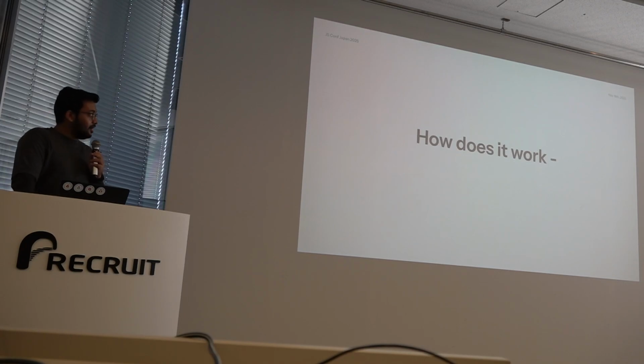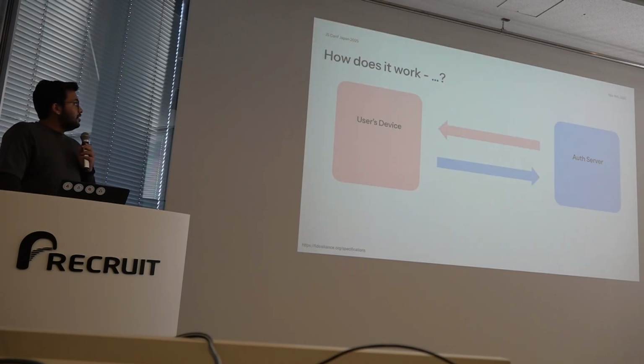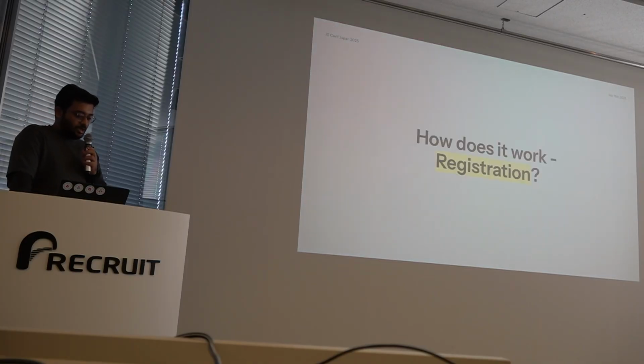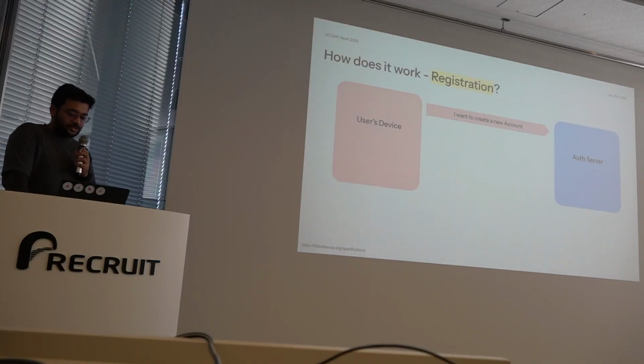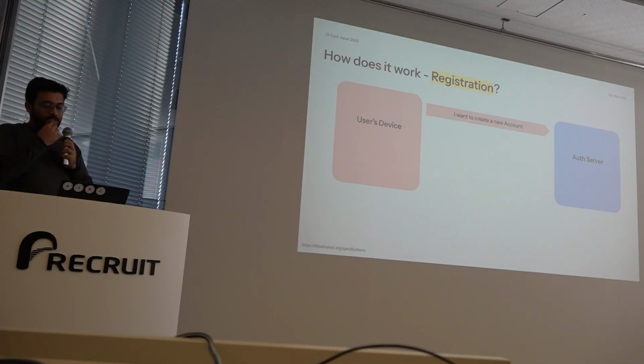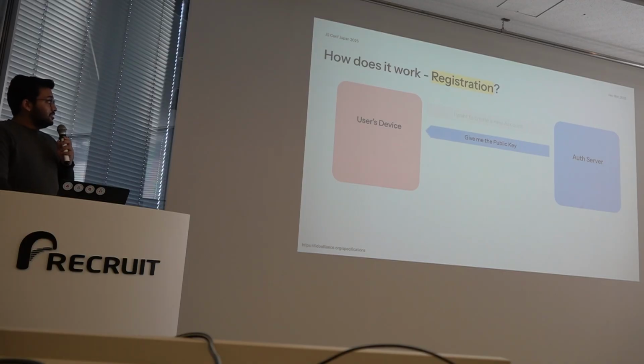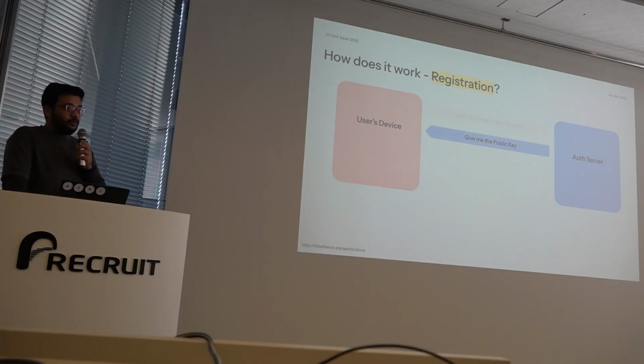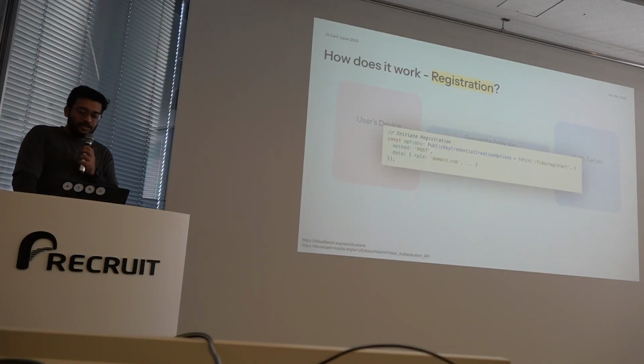So let's jump on to how it works. On a high level, in any passkey transaction, there are two entities involved, the user's device and the auth server itself. So how does registration work in passkeys? First, the user's device makes a request to the auth server that, hey, I want to create a new account. And the auth server will ask for a public key from the user's device. This is how it looks.